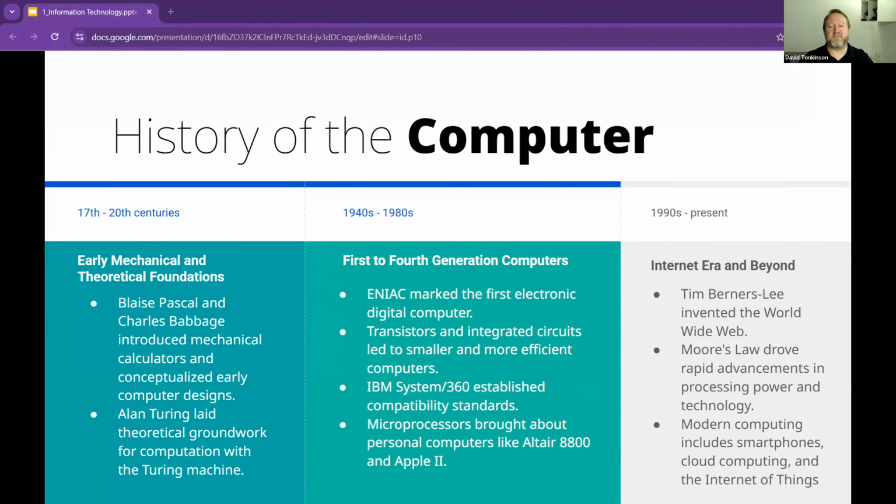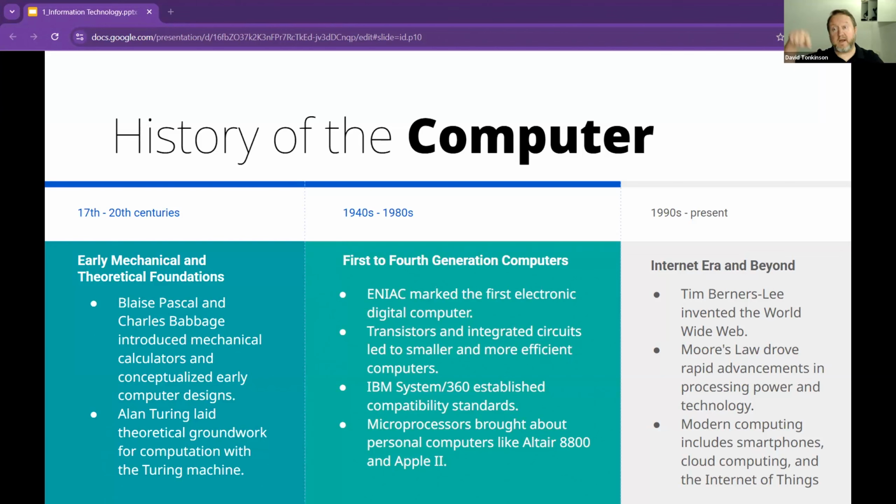And then in the 1990s to present, that's the internet era and beyond. This is where we are literally dealing with wider communications. It's rumored, well, this is the current belief anyway, that there's a bit of dispute every now and again, that Tim Berners-Lee basically invented the World Wide Web. Moore's law drove rapid advancement in processing power and technology. Moore's law basically observes that the number of transistors in an integrated circuit doubles about every 2 years.